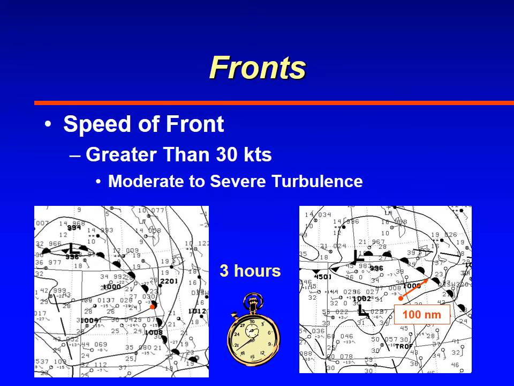The speed of the front, in other words, how fast is the front moving? Look at the position of the front and then look at it an hour later or a few hours later, and you can estimate the velocity or how fast the front is moving. If the front is moving more than 30 knots, then you can expect moderate to severe turbulence associated with the front.